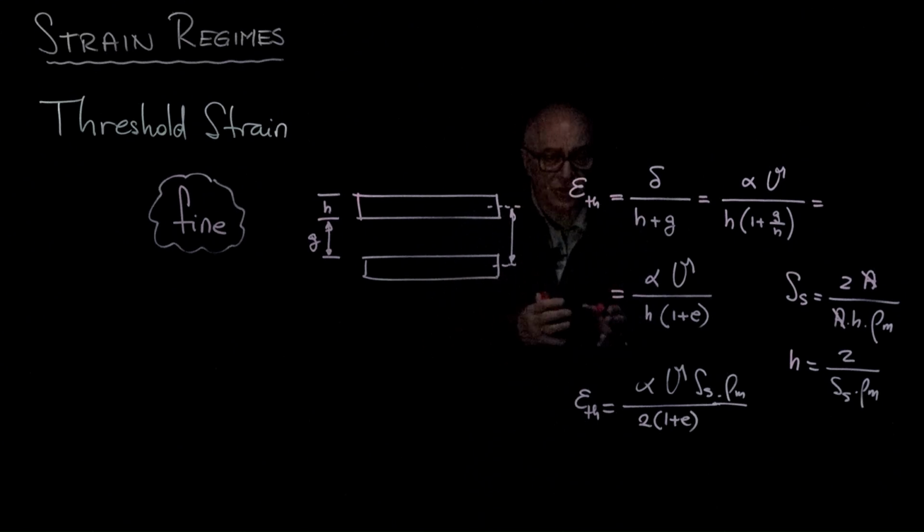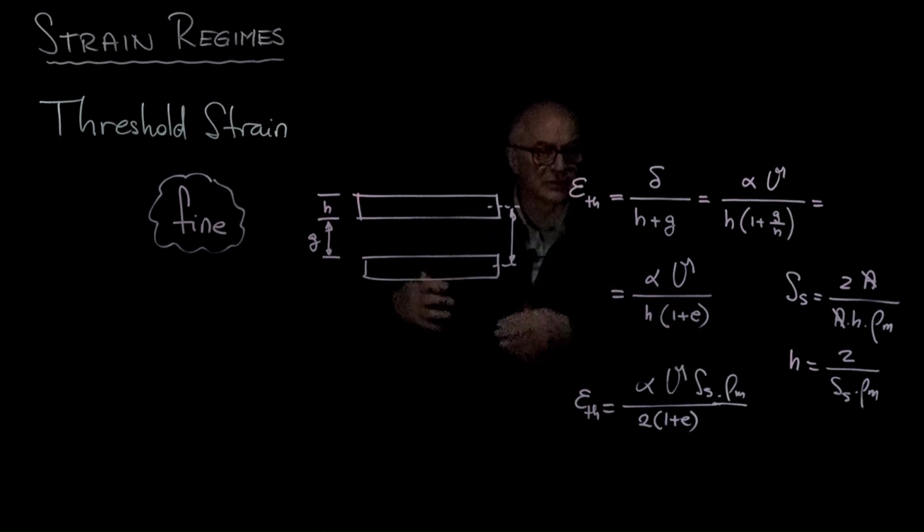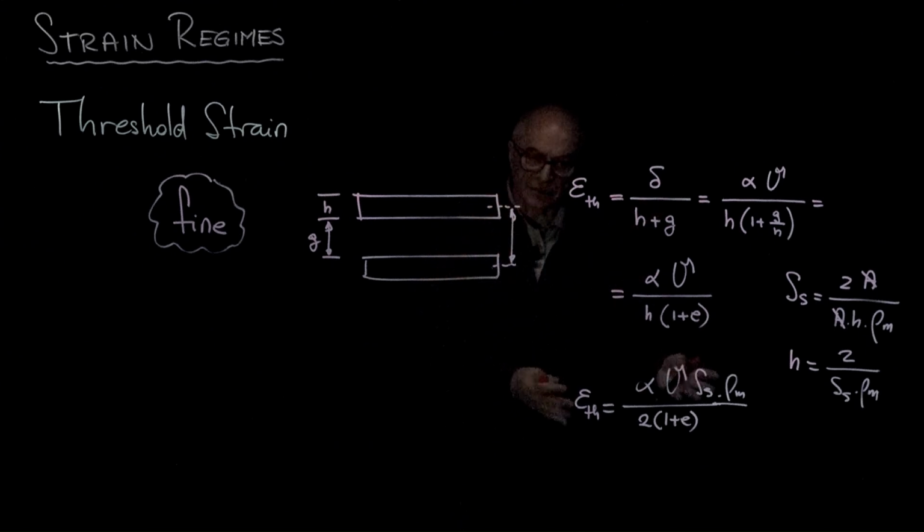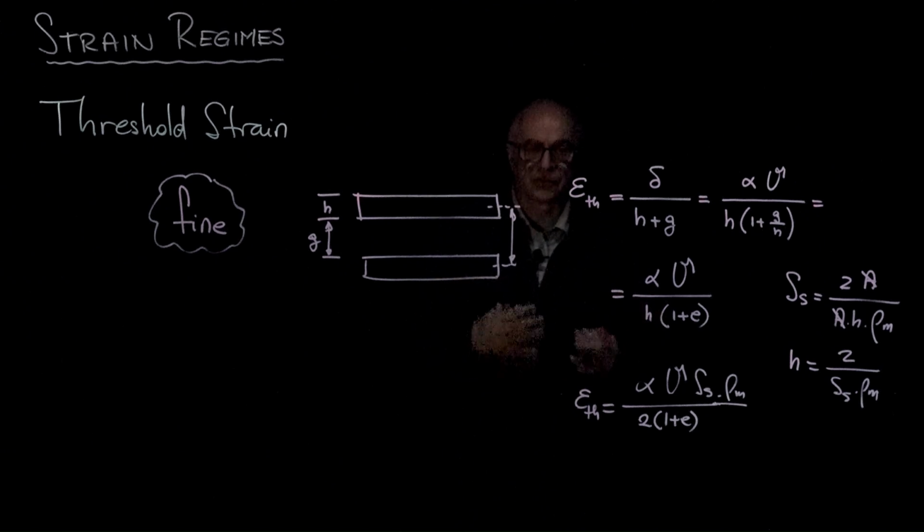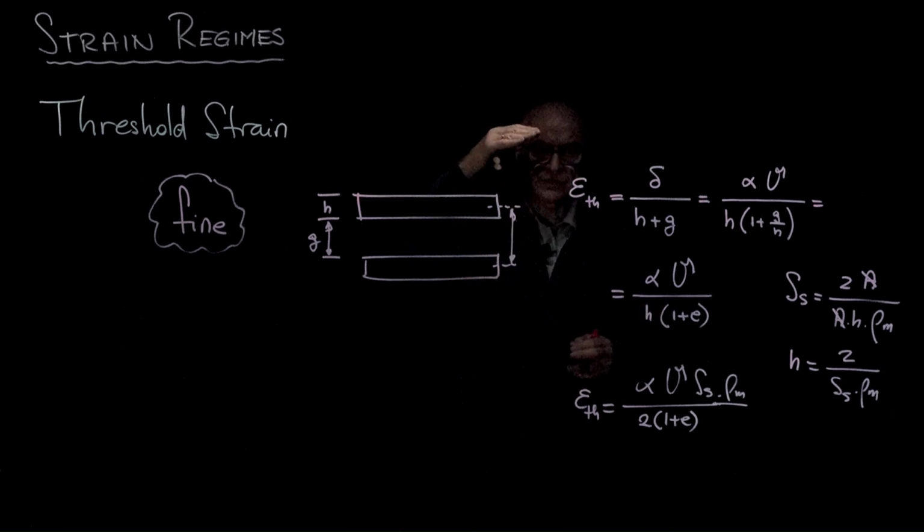However, the threshold strain for a near surface sand at 100 kilopascals of confinement is going to be quite small, in the order of 10 to the minus 3. And this is predictable with these simple equations that tell us the governing parameters for the transition between small strain to large strain behavior.